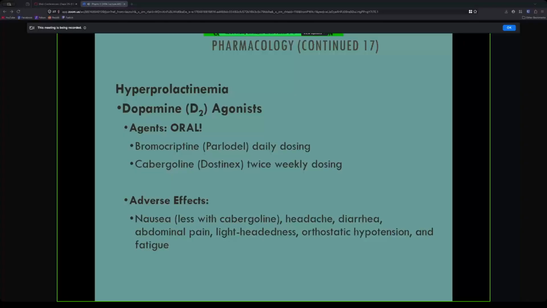Interestingly, these are kind of the same effects we see when we start using dopamine agonists for our Parkinson's patients, and you'll talk about that in neuro if you haven't already. So the key take home here is that cabergoline, of the two dopamine agonists, is generally preferred over bromocriptine because of efficacy and also better tolerance, right? Less frequent dosing and a better profile for the nausea adverse effect.